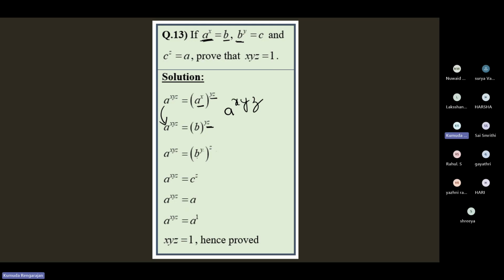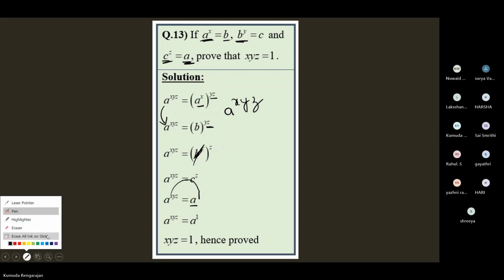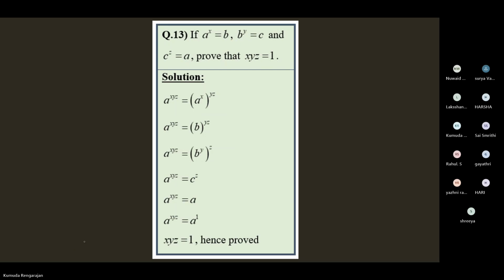Now what is b to the power y? It is c. So b to the power y is c, c to the power z. But what is c to the power z? It's a, which is a to the power 1. So on equating the powers, xyz is equal to 1.